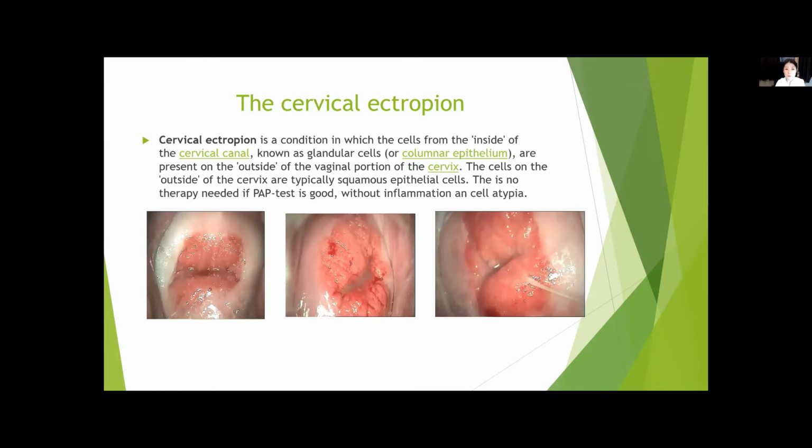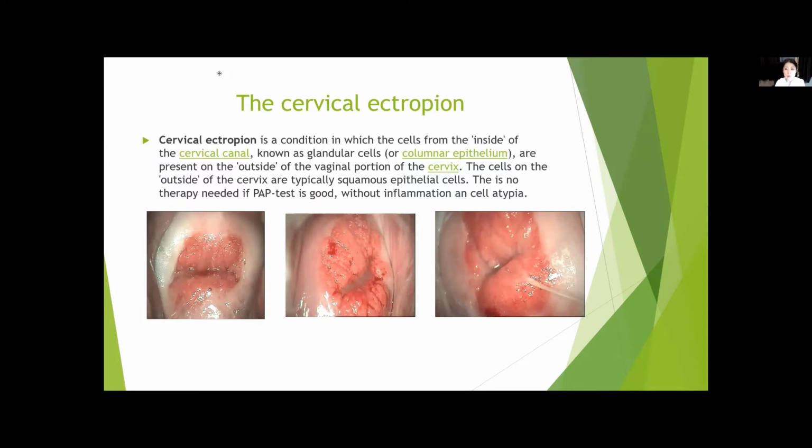Cervical ectropion is a condition in which the cells of the inside of the cervical canal, known as glandular cells or columnar epithelium, are present on the outside of the vaginal portion of the cervix. The cells on the outside of the cervix are typically squamous epithelial cells.